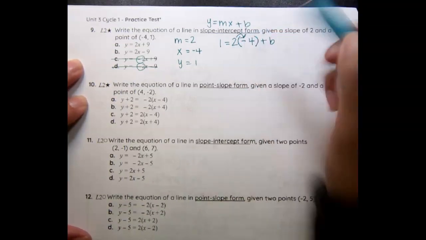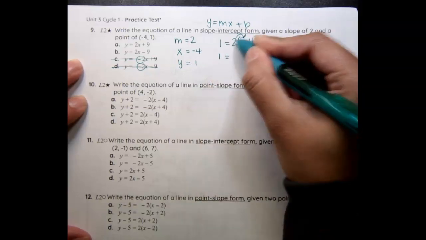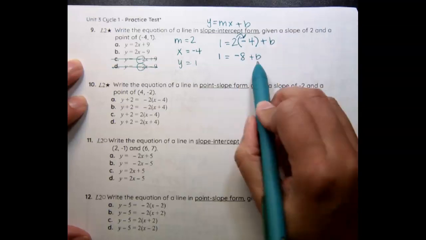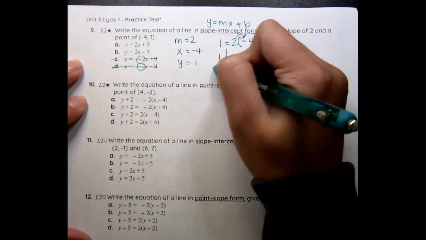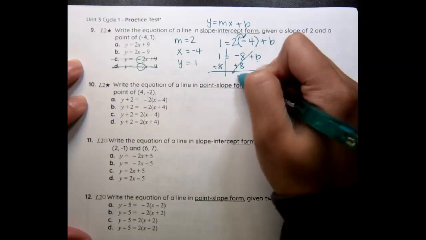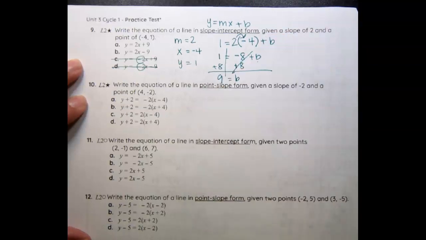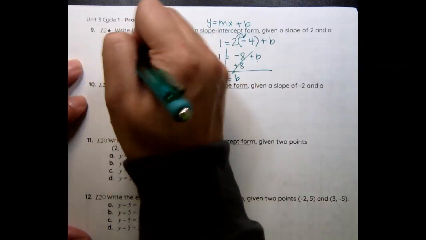So the only thing that I can really do here, the 1's going to stay the same. 2 times -4 is -8 plus b. I want to get b by itself, so I add 8 on both sides. -8 plus 8 cancels out. I get b by itself. 1 plus 8 is 9. So my b has to be a +9. Well, that means my correct answer is A.